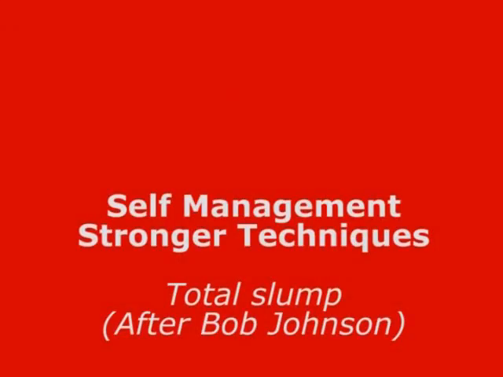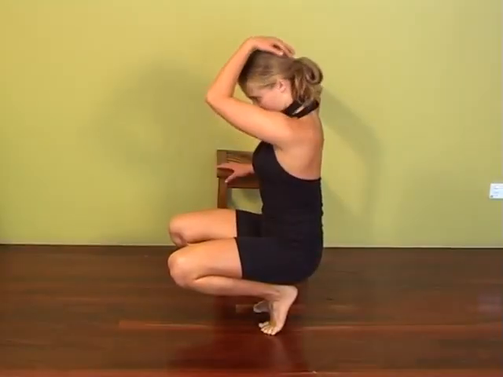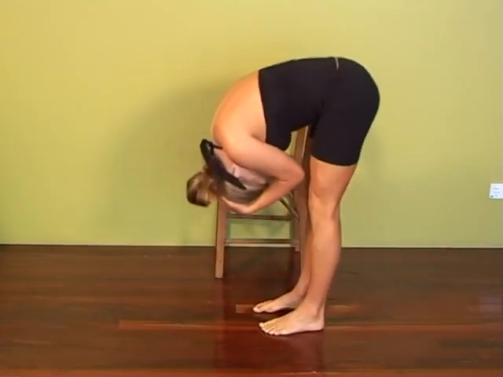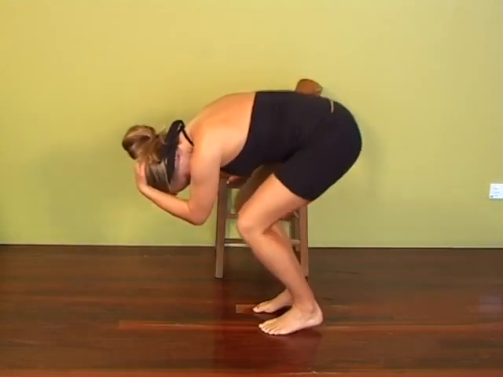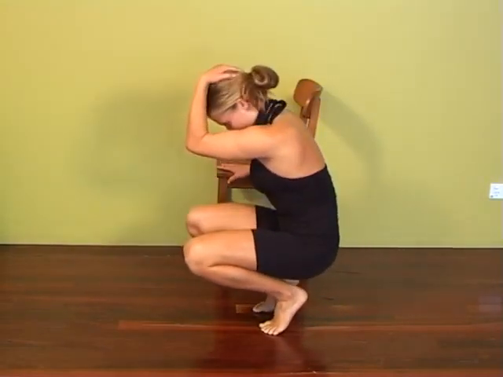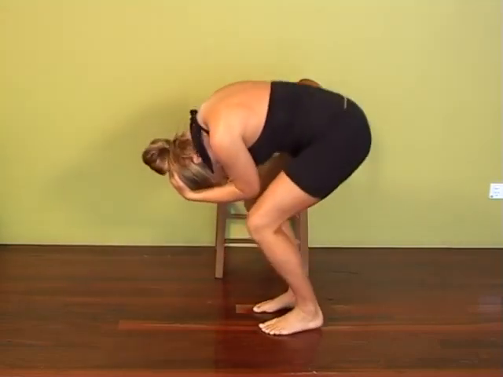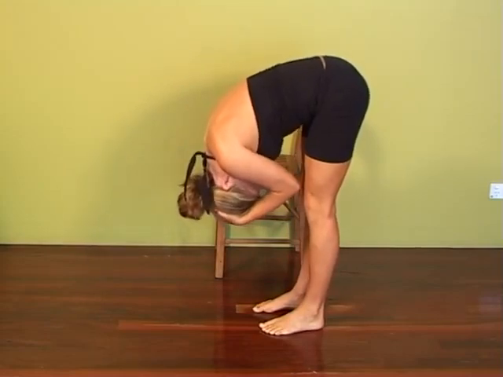Self-management, stronger techniques, the total slump. I've got Claire to squat, and then to tuck her head in first in spinal flexion, and then to stand up and flex her spine. Using order of movement principles, this is an aggressive mobilisation, focusing on neural tissue in the cervical spine. You may need a chair or a bed to balance.